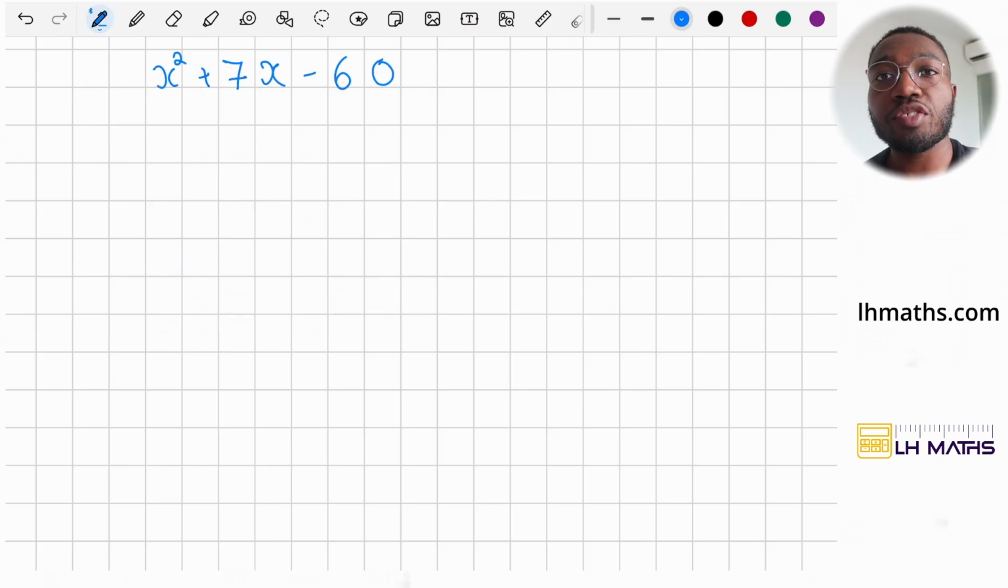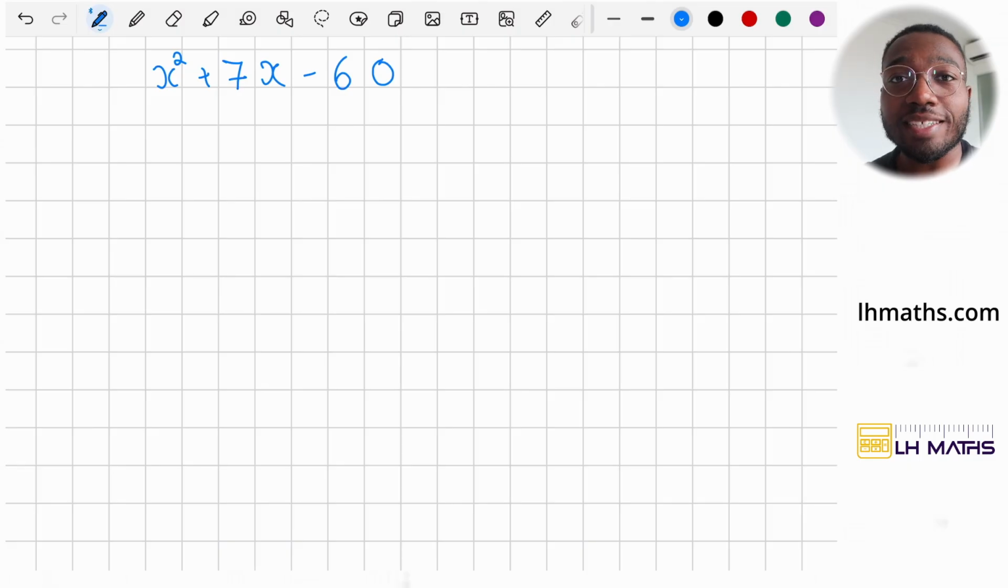So I've got another question here. I've got x squared plus 7x minus 60. Because we've got a minus 60, the only way you can get a minus 60 is if you're timesing one number by a negative number. So that tells us that one of our values should be a negative value. Okay, so what should we do?